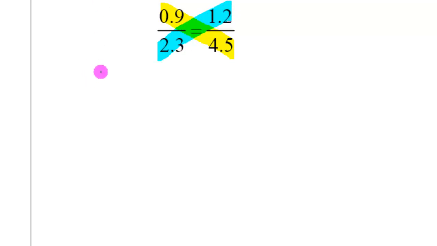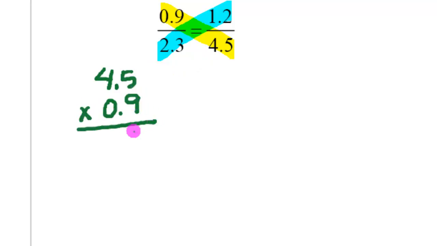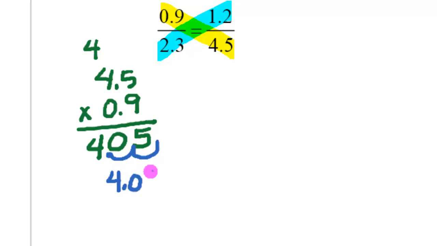So 4.5 times 0.9, we're going to start there, and 9 times 5 is 45, carry 4. 9 times 4 is 36, and 4 is 40. And we do have 2 decimal places, so we're going to go 2 decimal places to the left, and so our final answer is 4.05 for the first cross product, which was this yellow one, right?